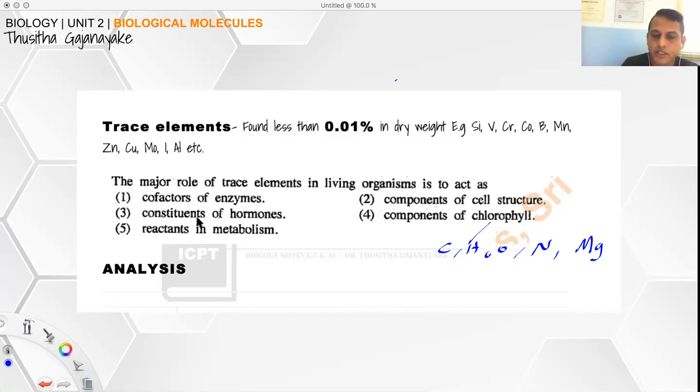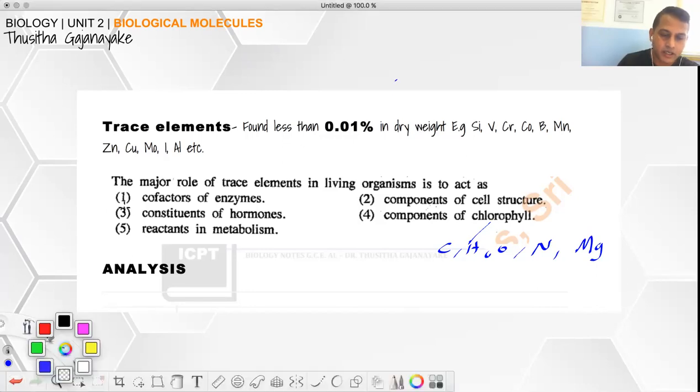And then the constituents of hormones. Again, hormones are protein hormones and lipid hormones, and we don't see trace element. Now the answer is, I think some of them correctly answered, it is a cofactor. Right, this is coming in the enzyme lesson, but I have this analysis.